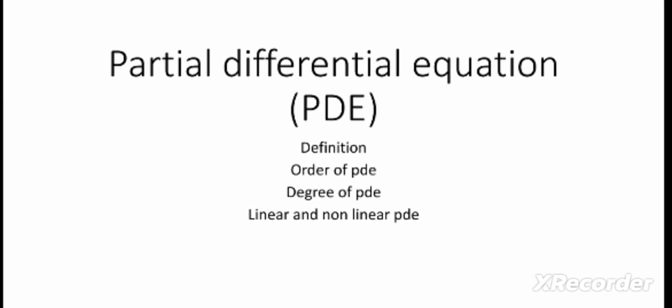A partial differential equation, which is also known as a PDE, is an equation that involves an unknown function and its partial derivatives with respect to two or more independent variables. That is, we have an unknown function and the partial derivatives of the unknown function with respect to two or more independent variables. So when we talk about partial derivatives, they arise in different fields.